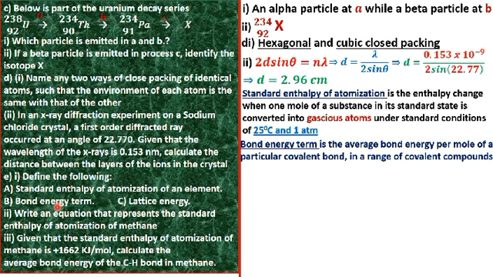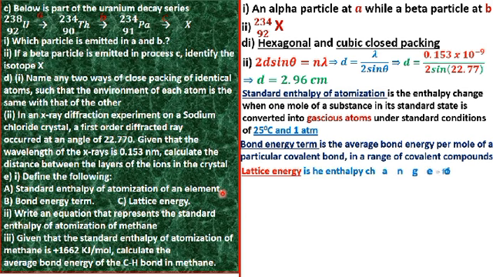So if you are able to simply take the average of all the bond energy values, taking into account the nature of bonding in those compounds, what you get after doing that is simply the bond energy term. Okay, so that's it. The next one talks about lattice energy.